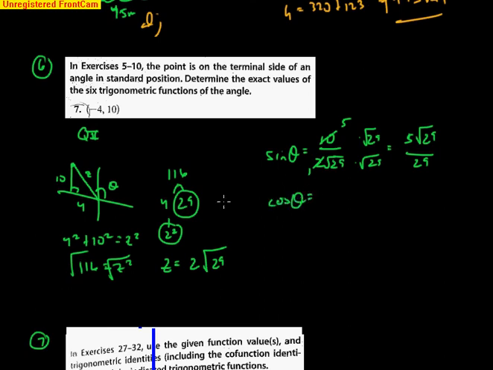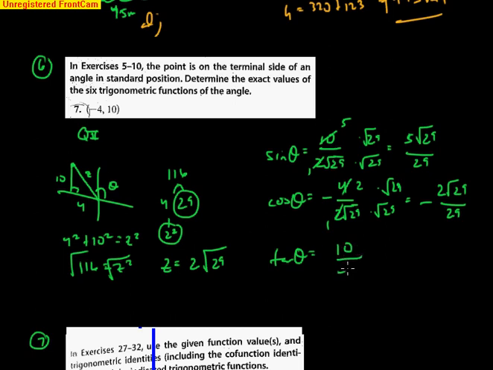Cosine of theta is going to be, now it's negative because the 4 is negative, negative 4 over 2 square root of 29. And this is going to cancel, 1 and 2, rationalize, negative 2 radical 29 over 29. And then the tangent of theta is opposite 10 over adjacent, which is going to be negative 4. And that simplifies to negative 5/2.